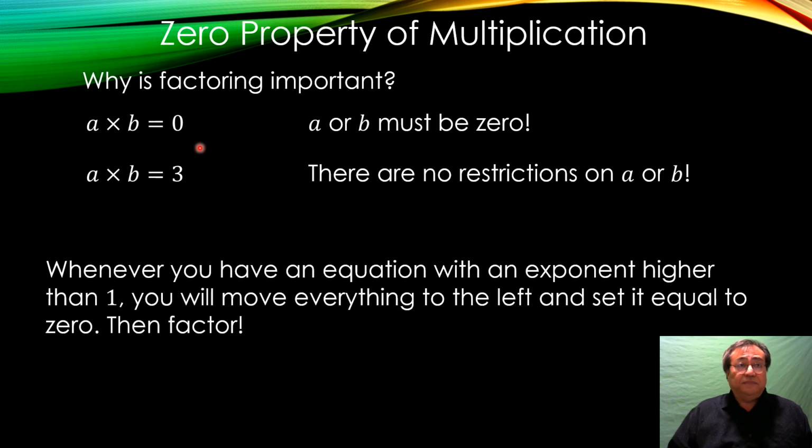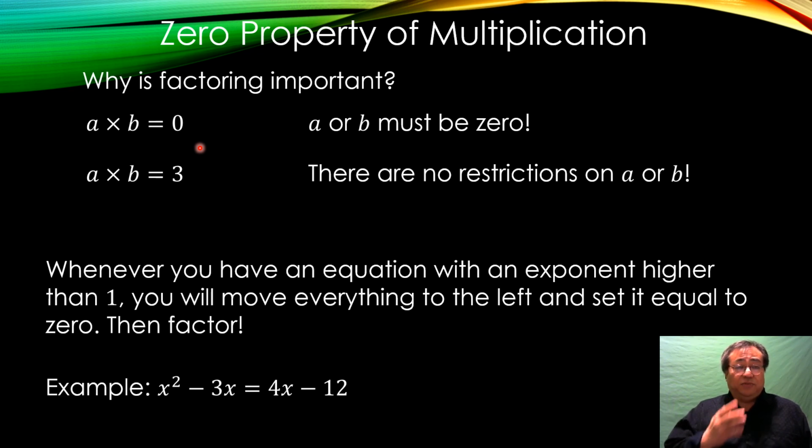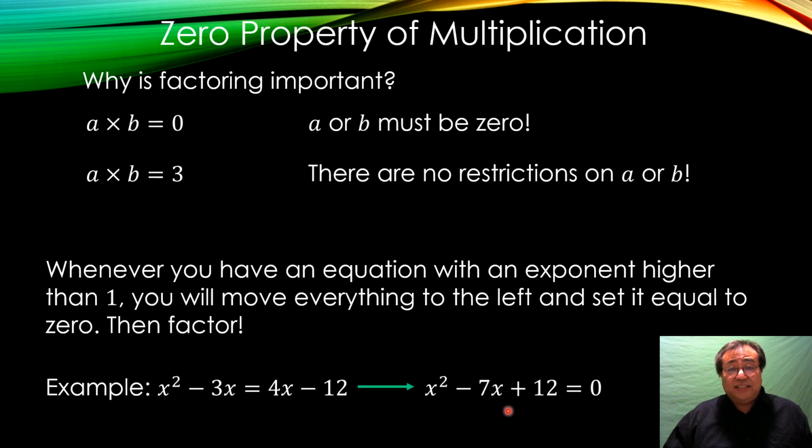Okay, all right. So whenever we have an equation with an exponent higher than 1, we're going to move everything to one side, set equal to 0, and then factor, kind of like this one. So here we have an exponent of 2. We're going to move this stuff to the left and get that. And this is something that's factorable, and that's what this lesson is about: getting this thing, factoring it, so we can use the zero property of multiplication and set each factor equal to 0.